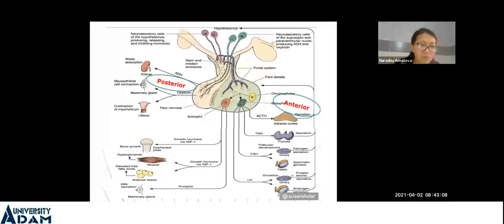Basophils are a subtype of acidophils. Oh, sorry, basophils. Okay, next.